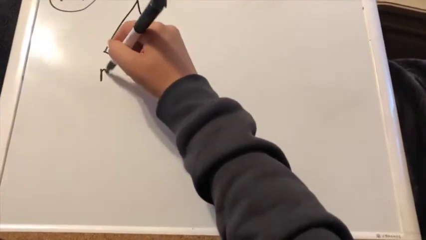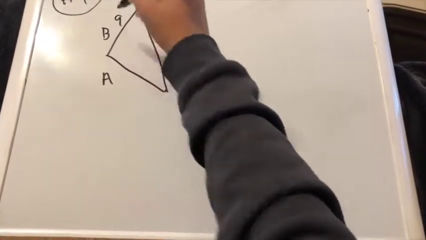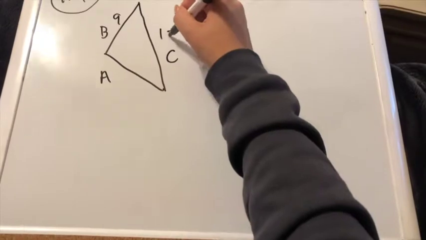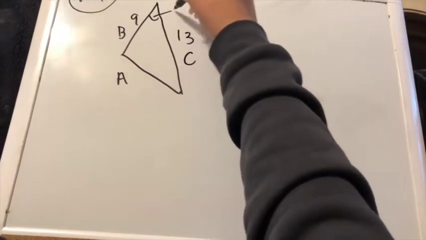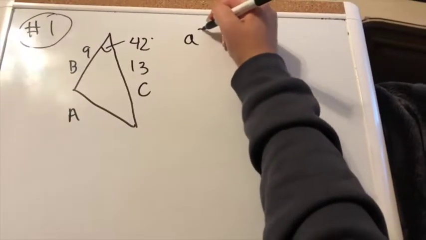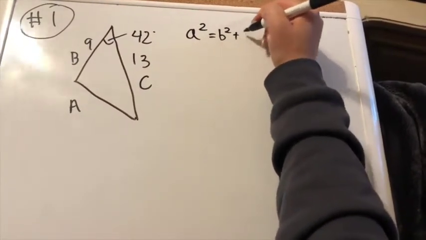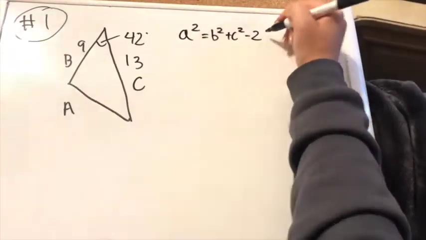Say we have an oblique triangle with sides 13 and 9 and an angle of 42 degrees. We'll say that b equals 9 and c equals 13. That leaves x equals a, and a is 42 degrees. So we will be using a squared equals b squared plus c squared minus 2bc cosine a.